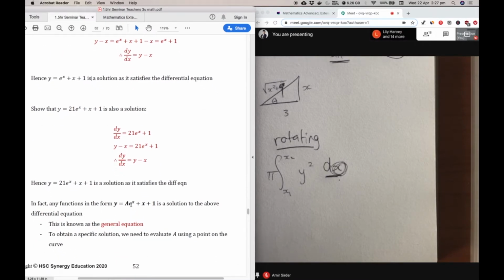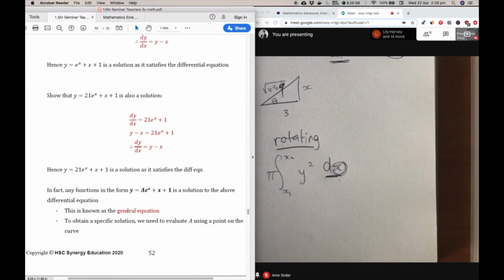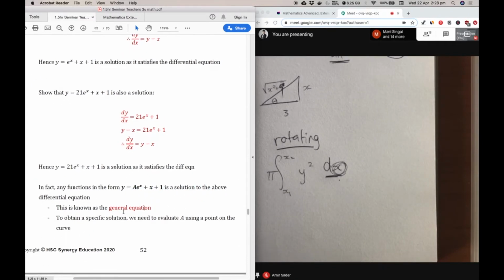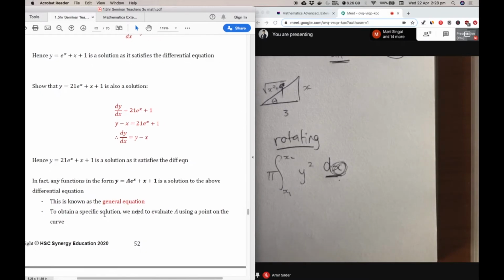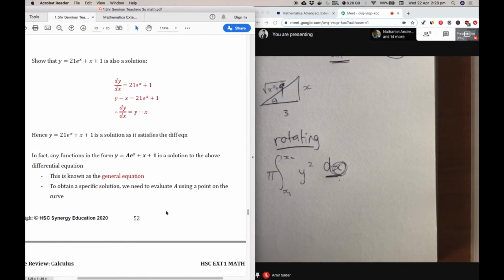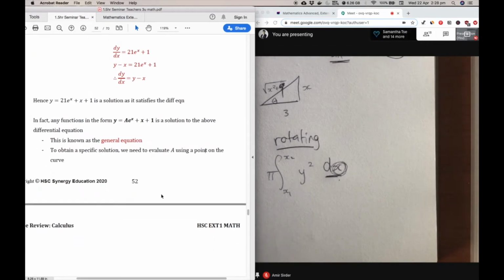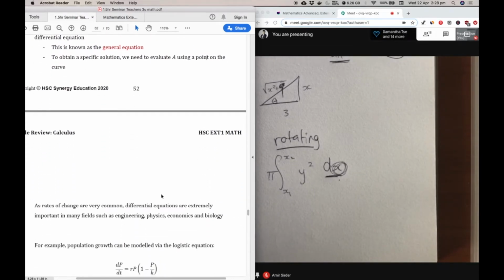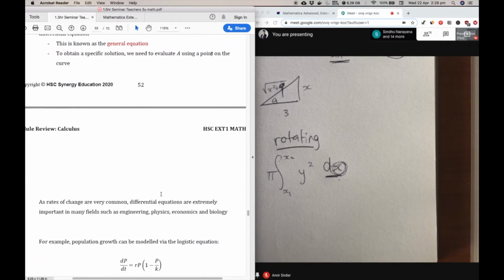In fact, if you put any number in there, if you put a in there, it will actually be a general solution to that differential equation. This is called a general solution. To obtain specific solutions, we need to evaluate a using a point on the curve. So we actually need to pick a point to figure out what a is, if you want a specific answer.